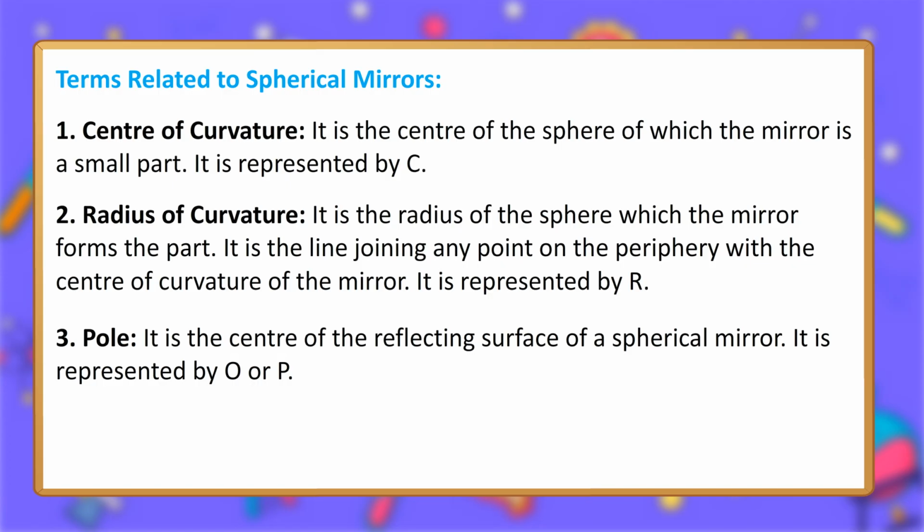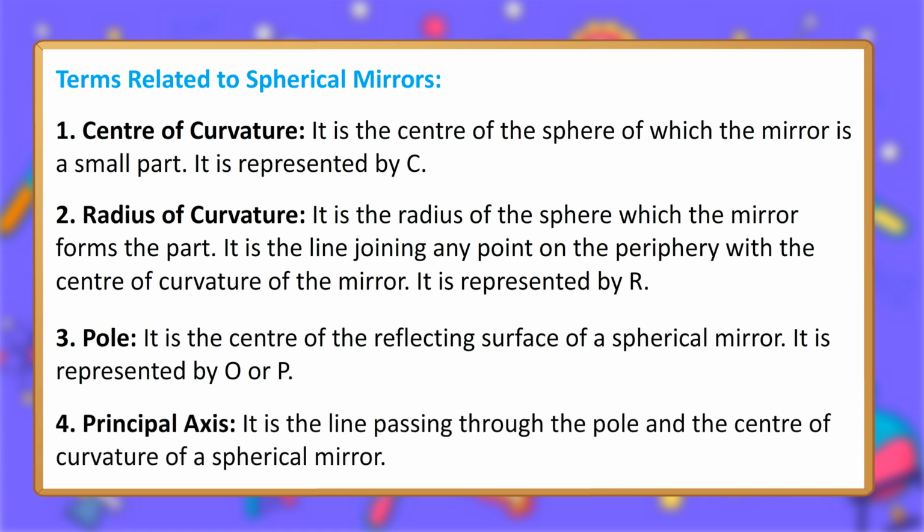3. Pole. It is the center of the reflecting surface of a spherical mirror. It is represented by O or P. 4. Principal axis. It is the line passing through the pole and the center of curvature of a spherical mirror.